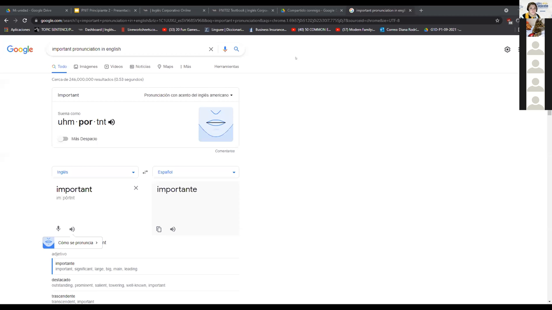So look at this. It says important. Like I told you, doesn't exist a letter A here. It's just from the T, you jump to the N. Tn, tn, tn, tn. It won't be like tan. There's not an A here. So from the letter T, you jump to the N. Doesn't exist a vowel there. So important. Look, let's listen.